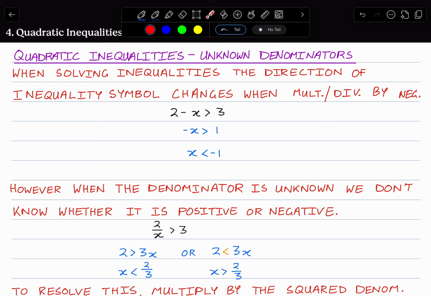So as we've seen, when we solve inequalities, the direction of the inequality symbol changes whenever we multiply or divide by any negative, as seen in this example. So from this step here, when we multiply by -1 or divide by -1, that symbol flips.